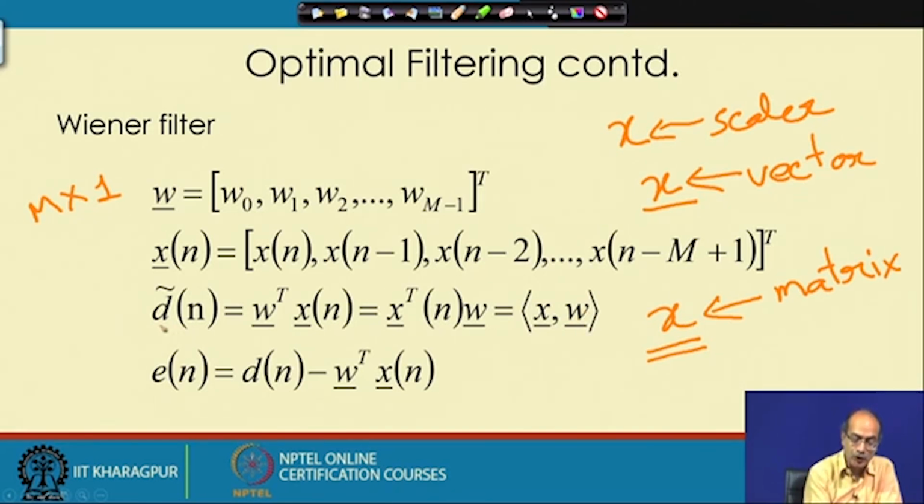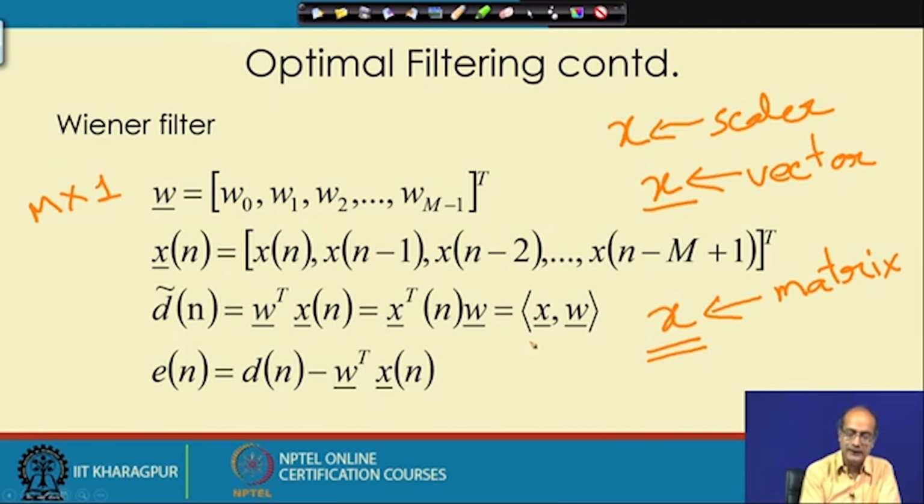And when we talk about d tilde n, it is a scalar. How do we get that? We get it by the dot product of these vectors w and x n. So we can write it as w transposed x n or x transposed w, in both ways.